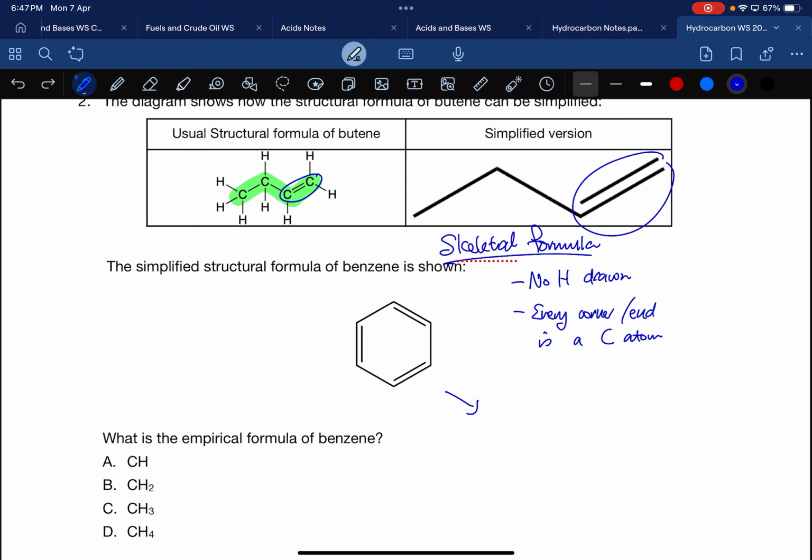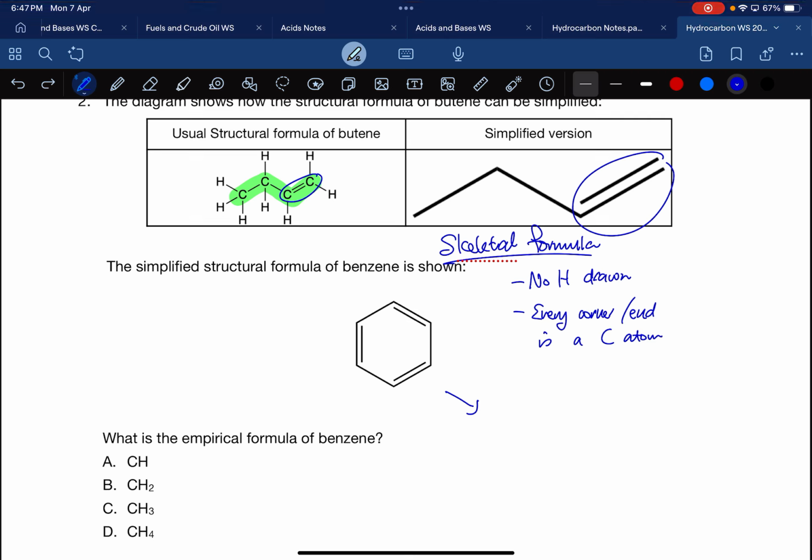When we draw skeletal formula, I take out all the hydrogens, and then every end of the line or change in direction is a carbon atom. So I have 4 carbons, right? Then third and fourth I have a double bond, right? But I don't draw my hydrogen, so this is it. So we give you structure, and the skeletal. Now I give you skeletal, give me the structure. Work backwards.